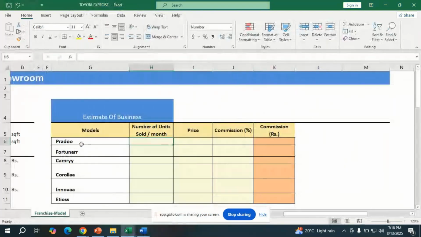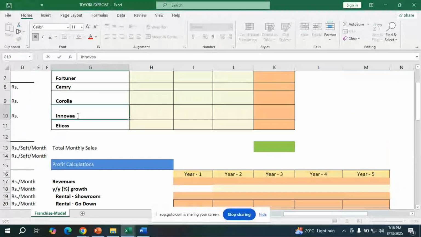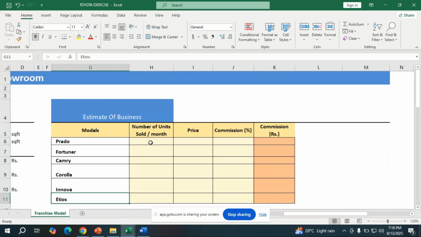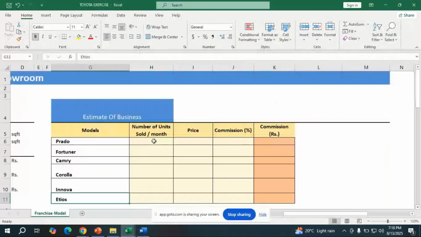So here we have Prado, Fortuner, Camry, Corolla, Innova, and Etios. Okay. Now you have to update how many units are being sold per month, the estimate. So if you go to Prado, 1 unit is being sold. So update here as 1.